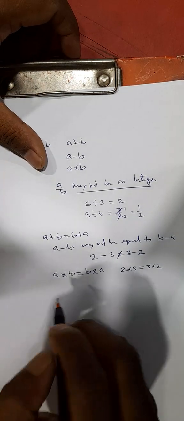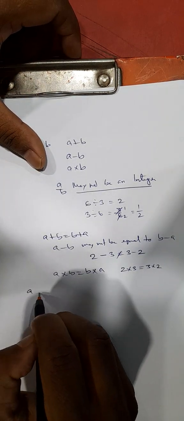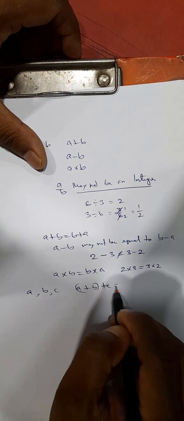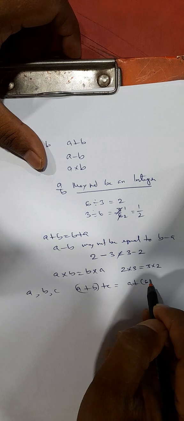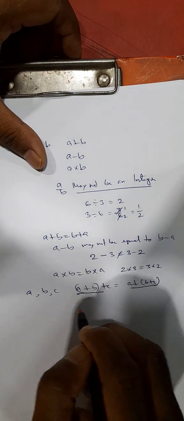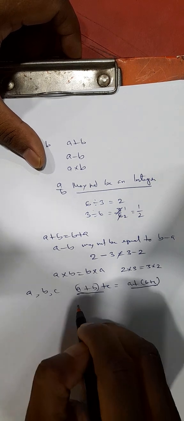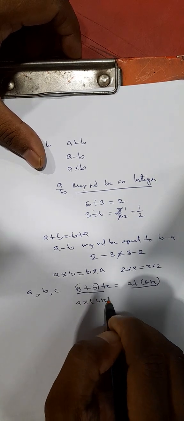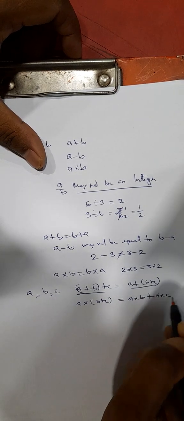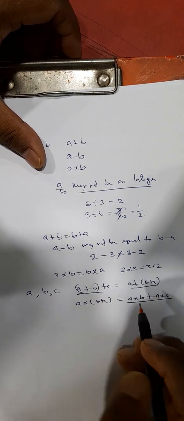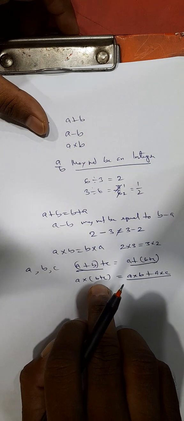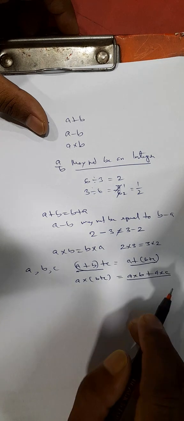Again, we find that for any three integers a, b and c, a plus b plus c equal to a plus b plus c. This is called the associative property. Then we find that a into b plus c equal to a into b plus a into c. This is called the distributive property, which means you are distributing multiplication over b and c. This is the distributive property, right?